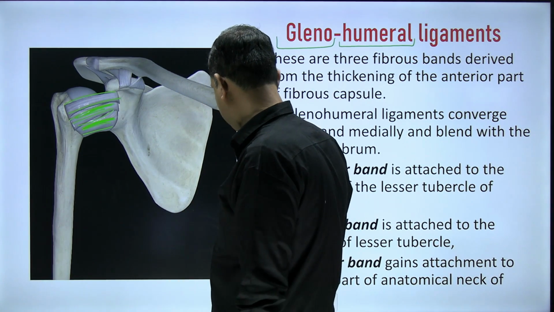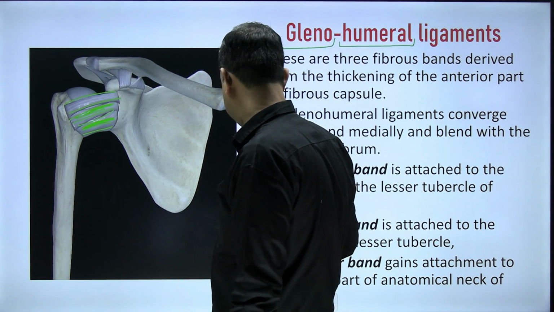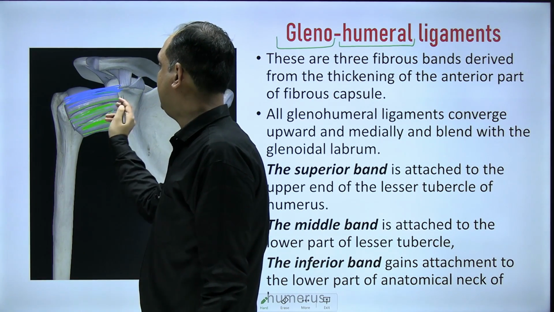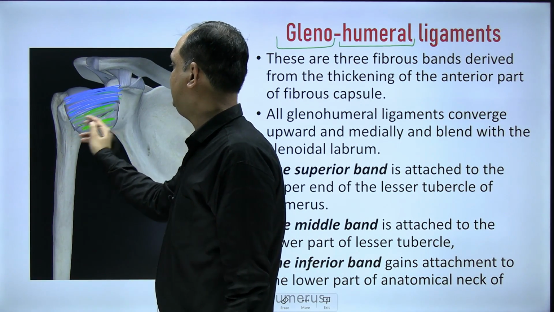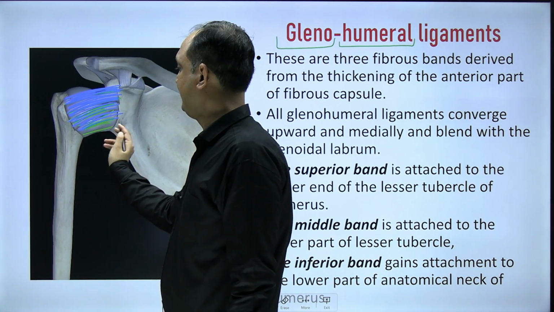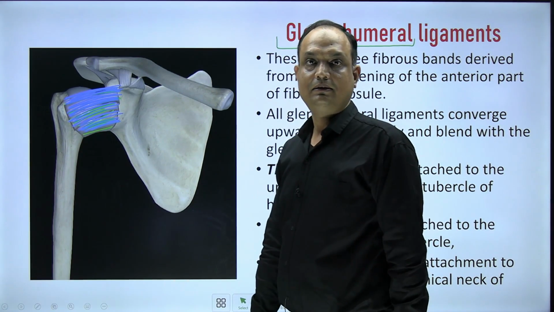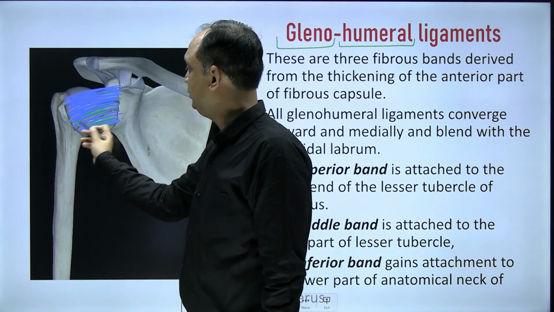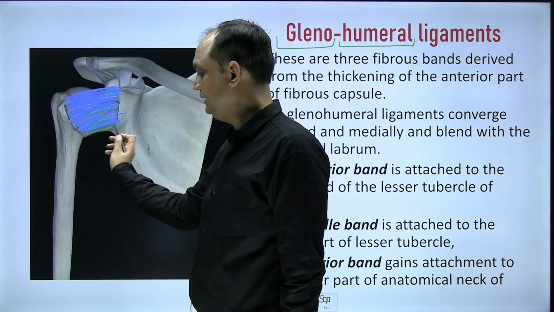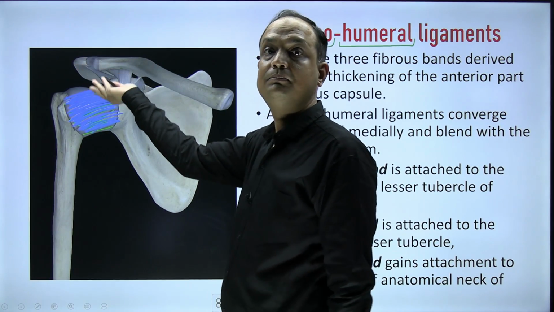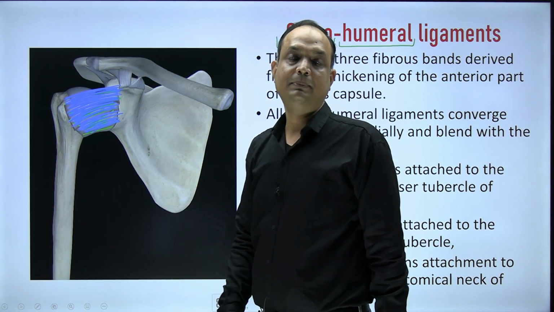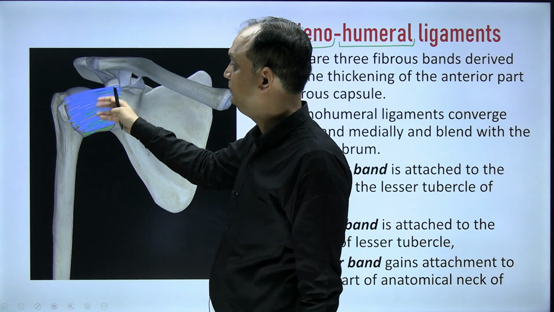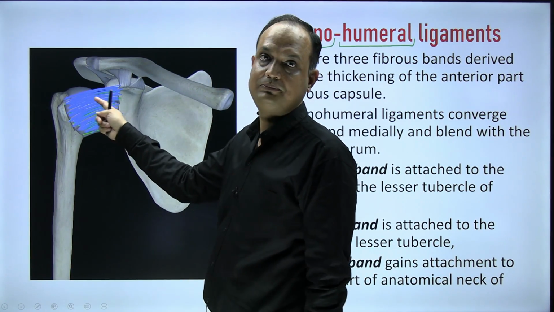Why? Because these glenohumeral ligaments are hidden, or they lie posterior to the capsule. Clear? Now you can see that if you draw the capsule here, you are not able to see the glenohumeral ligaments which lie behind the capsule. Behind the capsule means they are not in the posterior part of the capsule, they are in the anterior part of the capsule, but behind this anterior layer of the capsule.